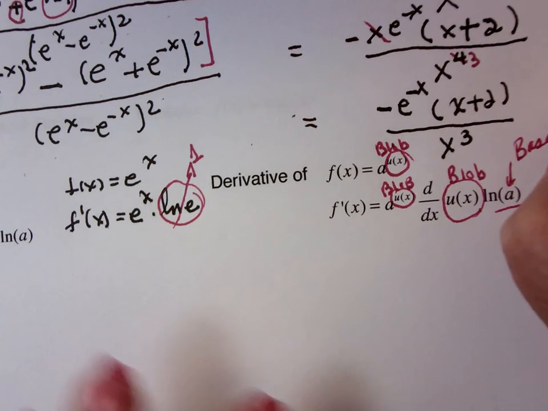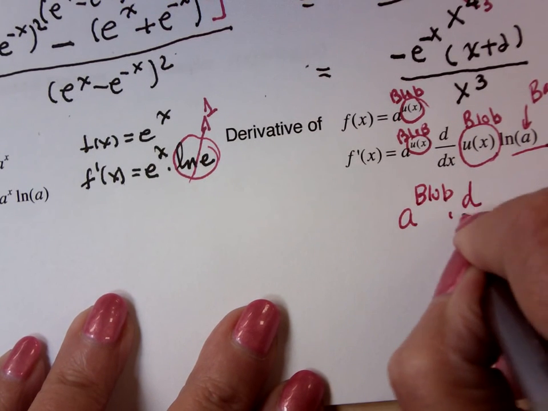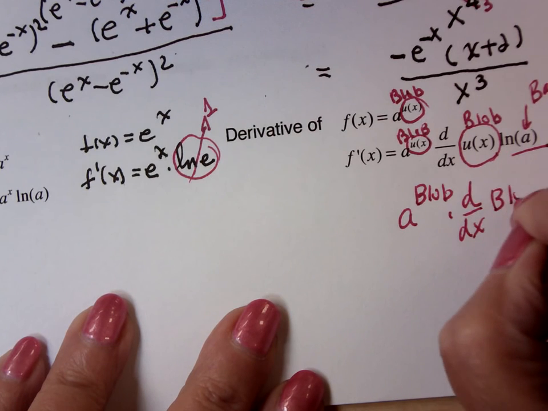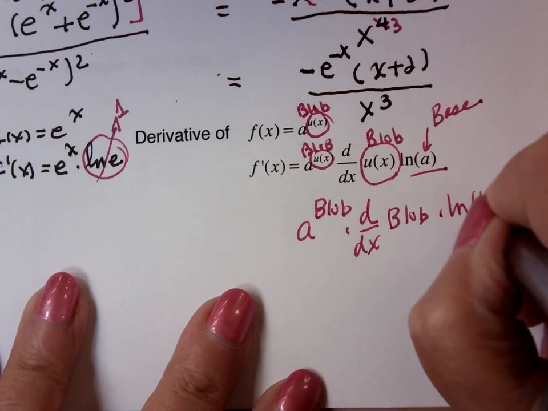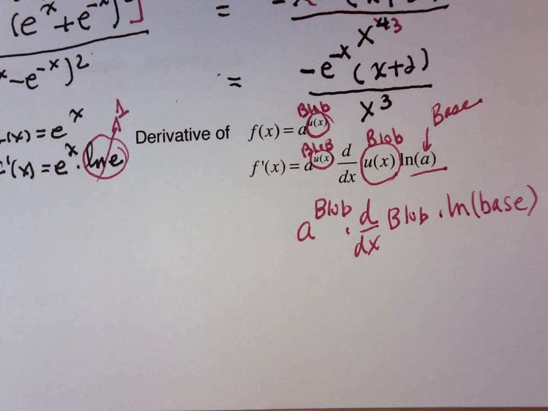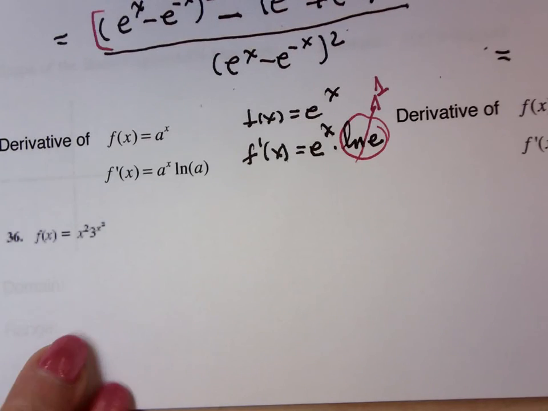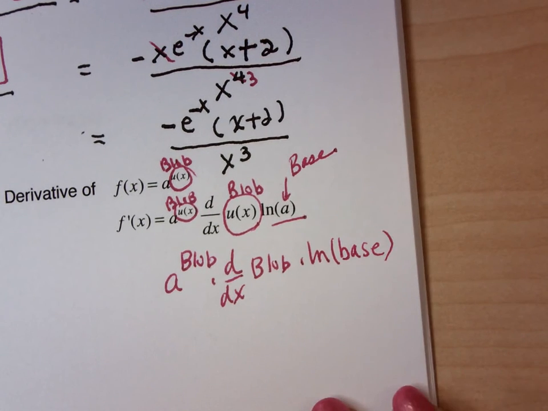So when I look at it, it's a to the blob times the derivative of the blob times the natural log of the base. That's what I think when I do a problem just involving a. It's a to the blob times the derivative of the blob, just like with e, times the natural log of whatever the base is. So that's what's in my little puny brain whenever I do a problem. So here we go.